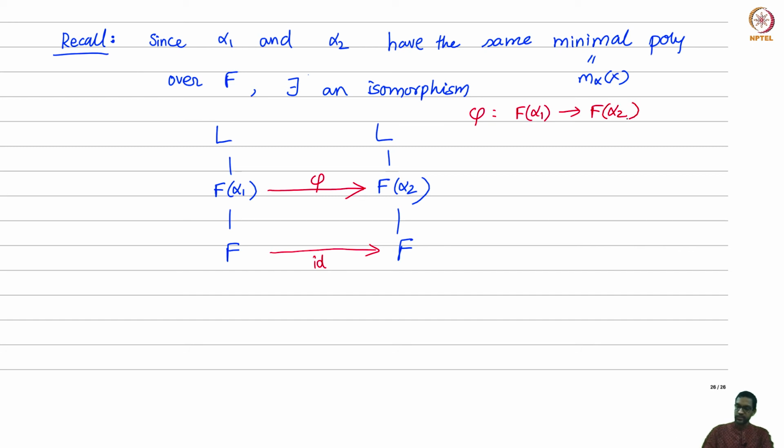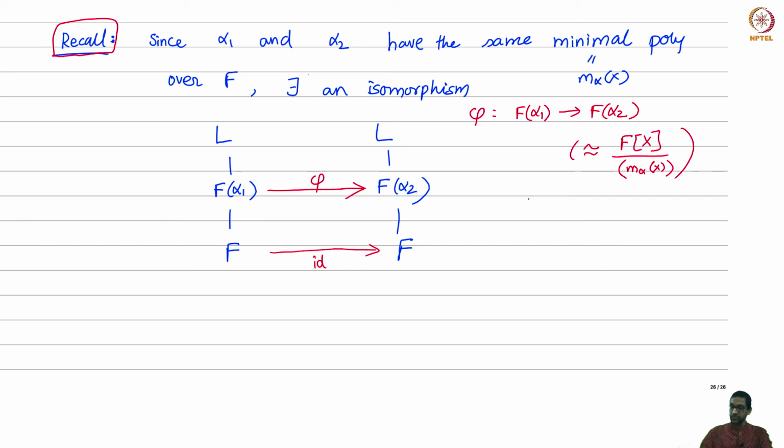Okay, so recall this statement from the initial discussion on adjunction. If you quickly recall why this was the case: both of these fields are abstractly isomorphic to the field F[x] modulo the ideal generated by m_alpha(x). m_alpha(x) is a maximal ideal here, and so both of these are isomorphic to this abstract field F[x] modulo m_alpha(x). That's how one deduces that.